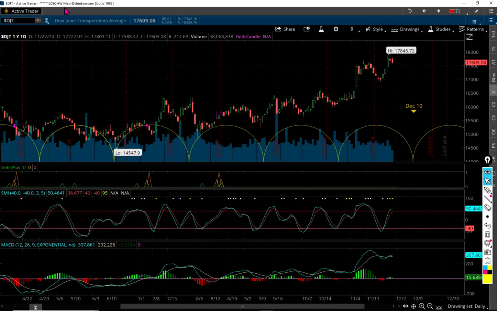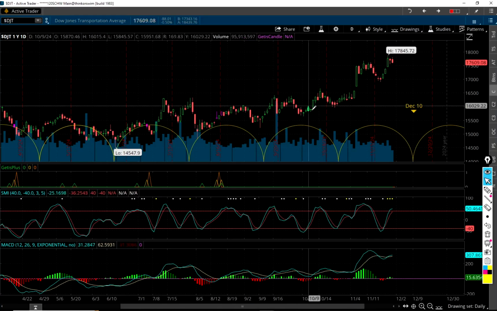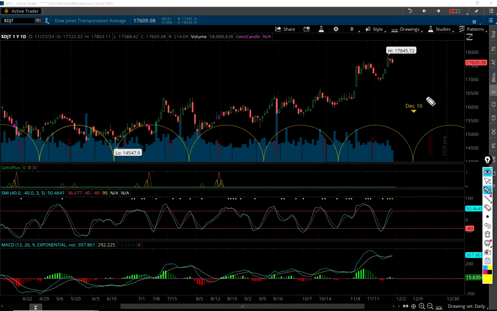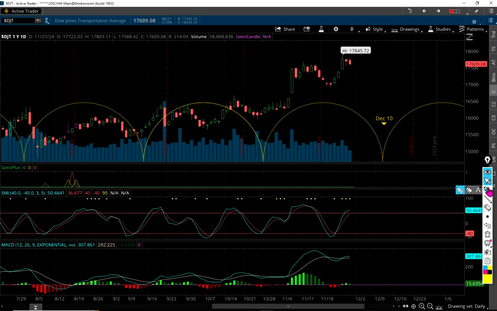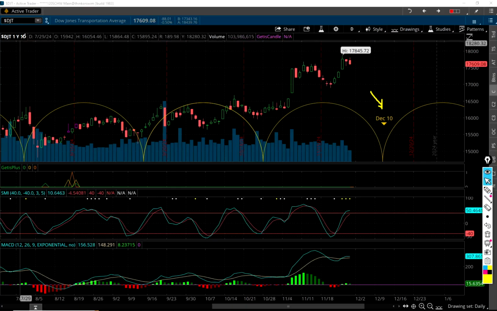Let's look at the Dow Jones Transportation. Pretty much been on fire lately. Last couple days have been tracking sideways here, and it could be pulling back a little bit into this December 10th timeframe, which is about 13, 14 days away, whatever it is. So a little pause here in the Dow Jones Transportation.